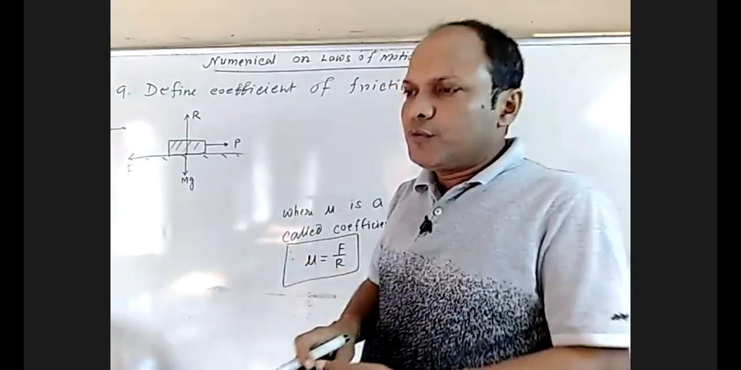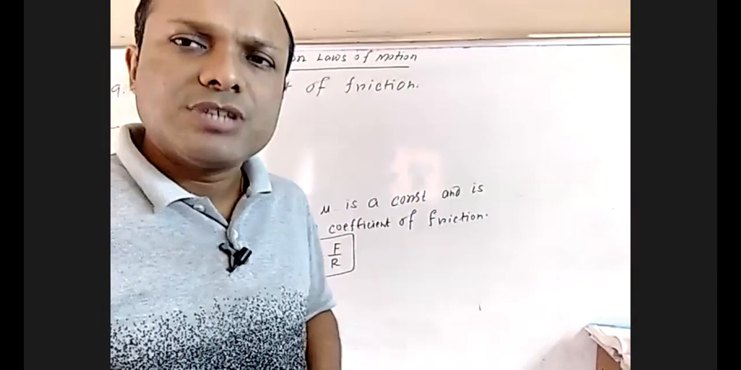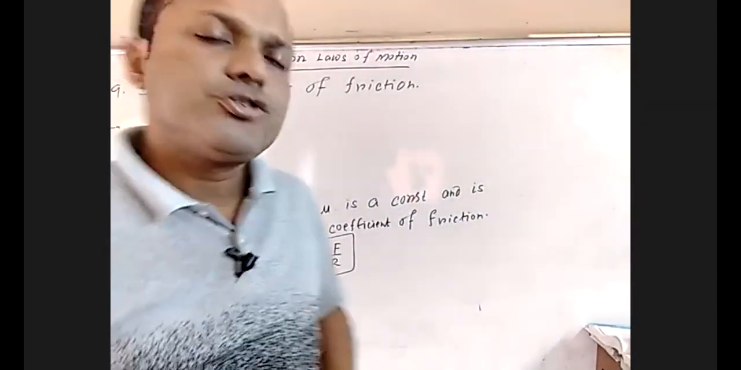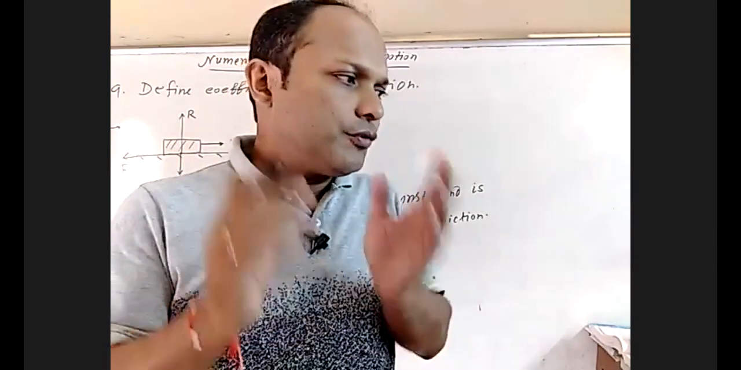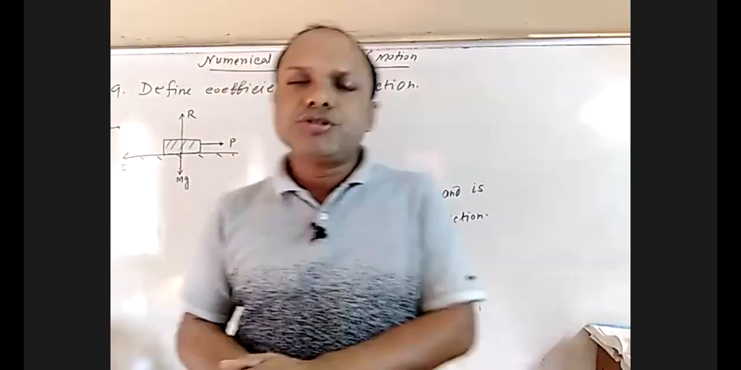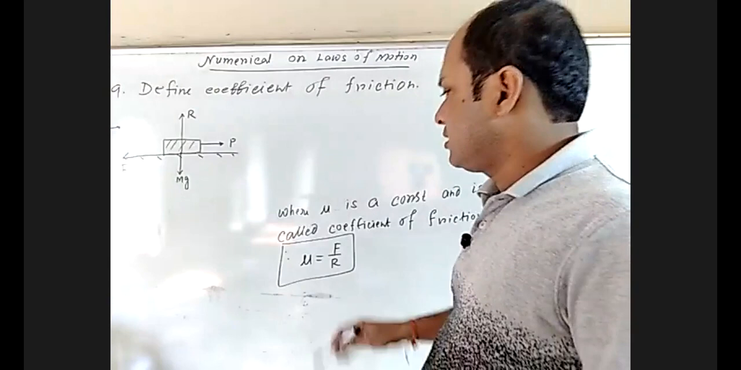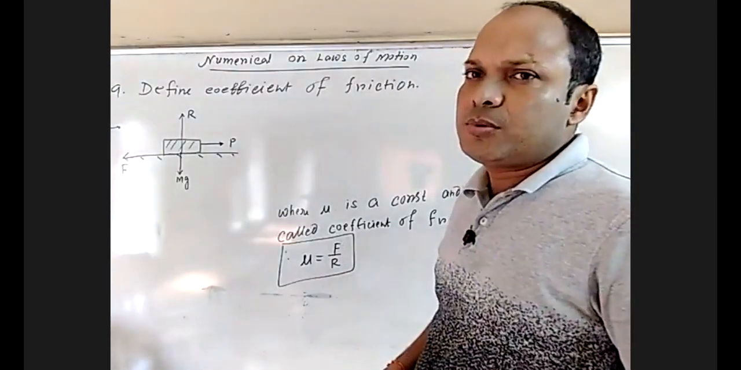So how can you define the coefficient of friction? The coefficient of friction between the two surfaces in contact is defined as the ratio of the frictional force and normal reaction.